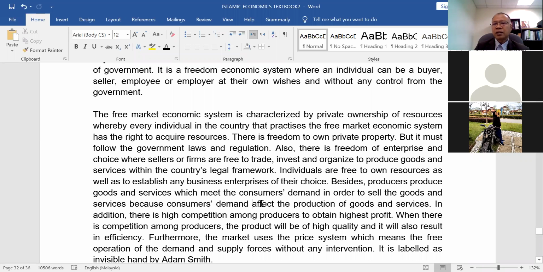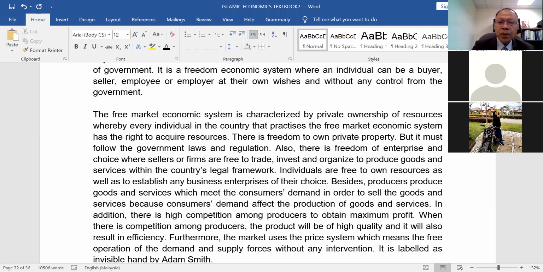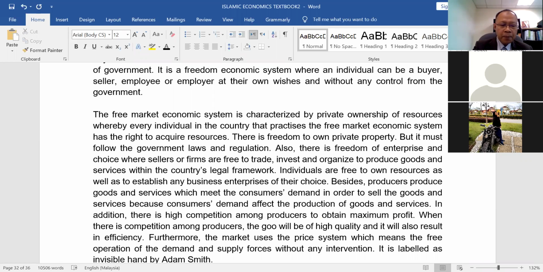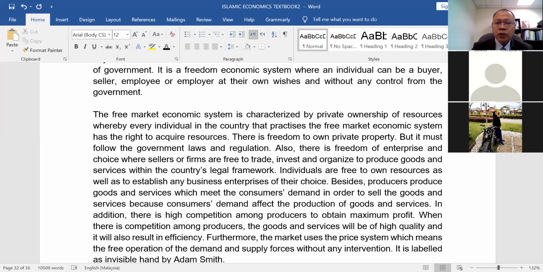So consumers are the king. Consumers decide what to produce, how much to produce in the market. In addition, there is a high competition among producers to obtain the maximum profit. When there is competition among producers, the goods and services will be of high quality and it will result in efficiency.